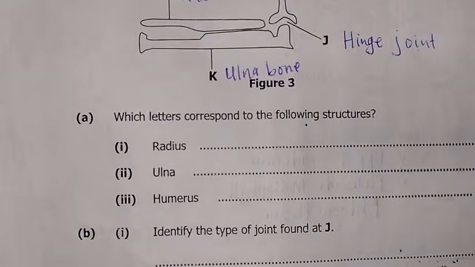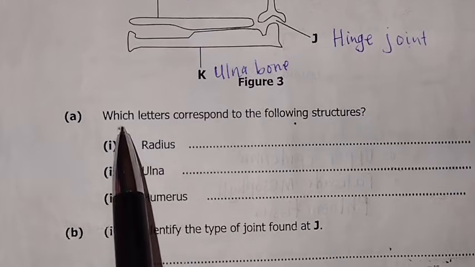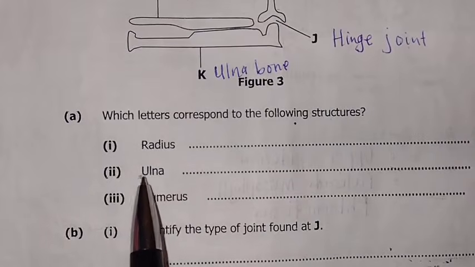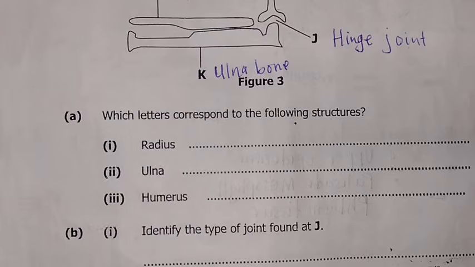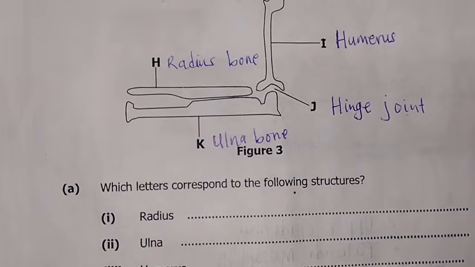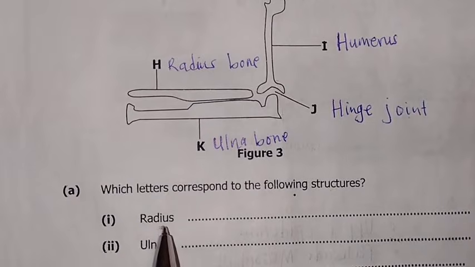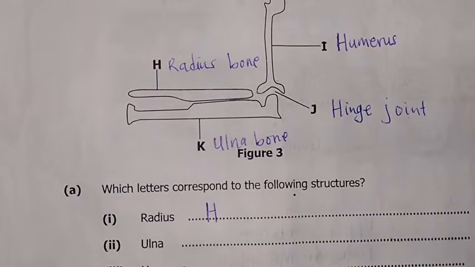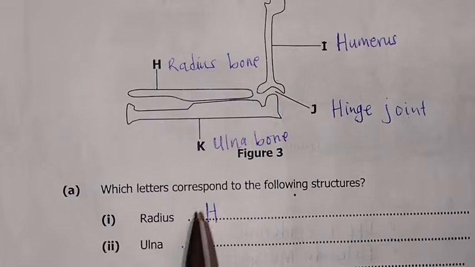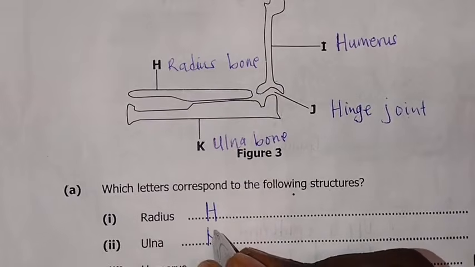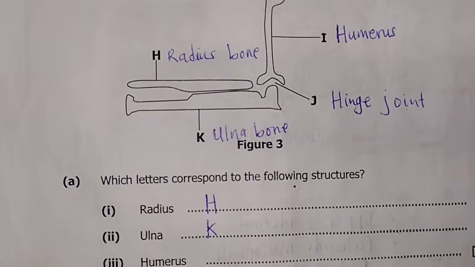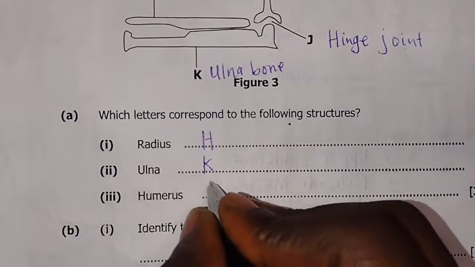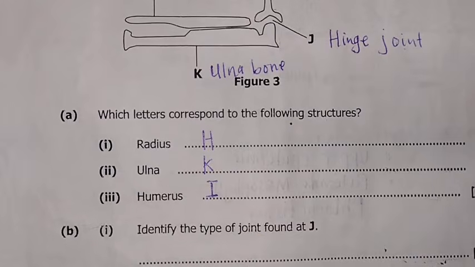Here is our question. Which letters correspond to the following structures? 1. Radius, 2. Ulnar, 3. Humerus. So we can look at our structure now. The radius bone is the one with letter H. Then the ulnar bone is the one with letter K. Then the humerus bone is the one with letter I. So these are the answers.